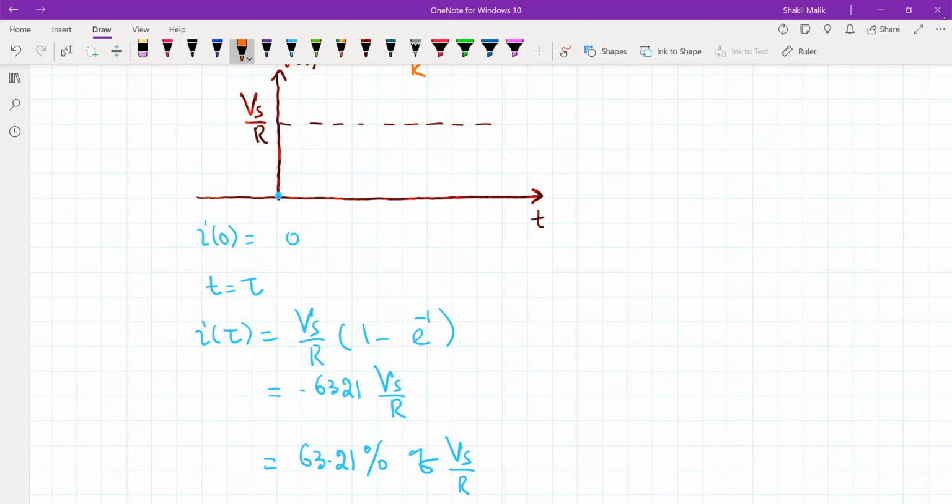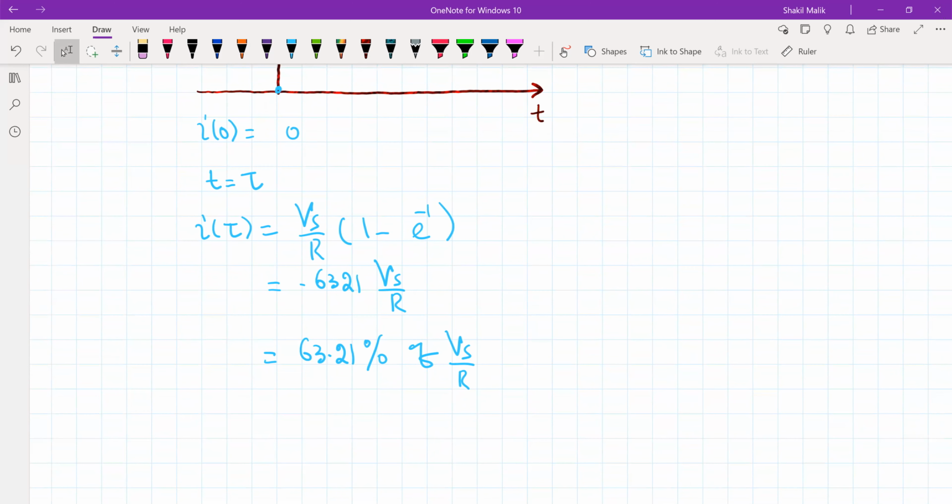What is the final value of the current? Vs by R in this circuit. The current will finally rise to the Vs by R value. So in one time constant, the inductor current will rise to 63% of that value. Now, similarly, as t increases to 2 tau, 3 tau, 4 tau, 5 tau, and so on.